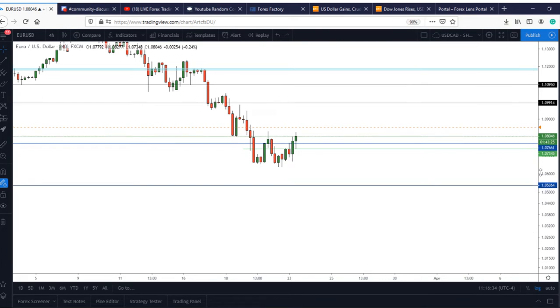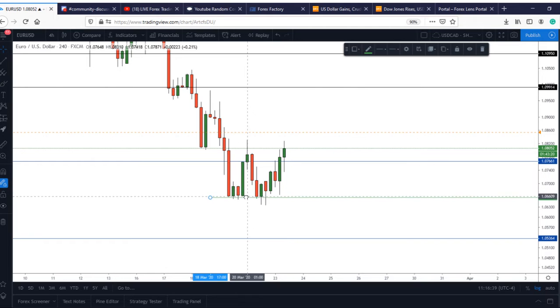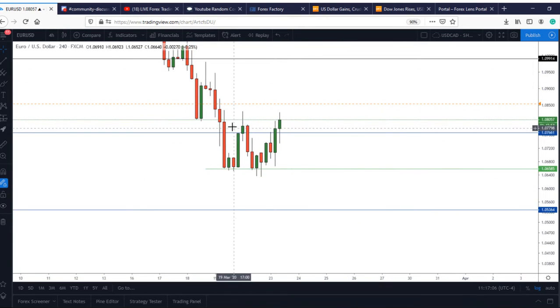In the 4-hour, you can kind of see what's happening. If we move this horizontal ray down to here, you can see we've created support. And this is on Friday when we made that huge push down. Since then, at Sunday's market open, we've created the support at 1.06600, a very nice psychological level. You can see here, we've never had a 4-hour closure below this level, and I think that's the entry criteria to go short.